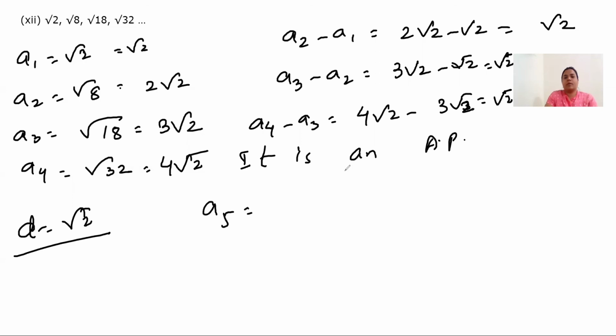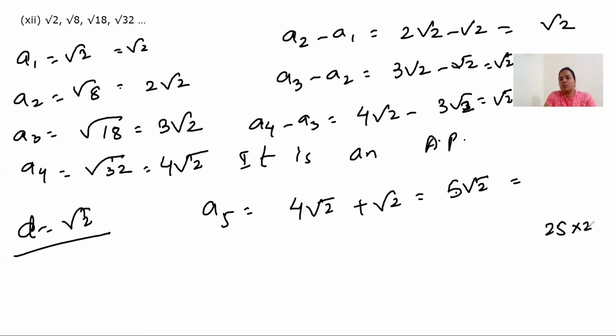So A5 will be equal to 4 root 2 plus root 2, that is 5 root 2, and we will again bring it in this form. Okay, so this will be 5. So we will multiply 5 5s are 25. 25 into 2, that is 50. So this will be root under 50.